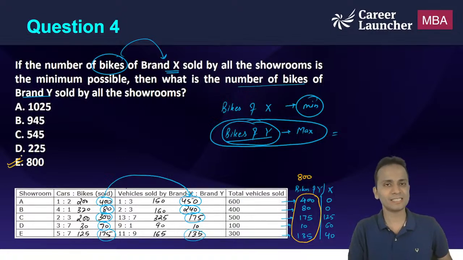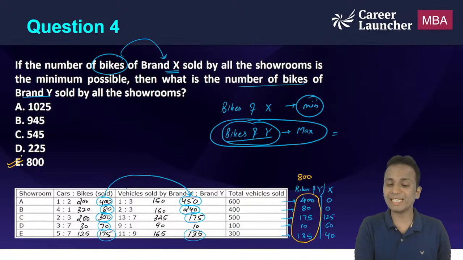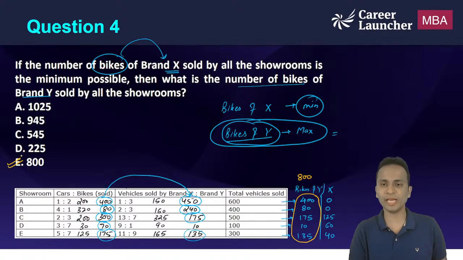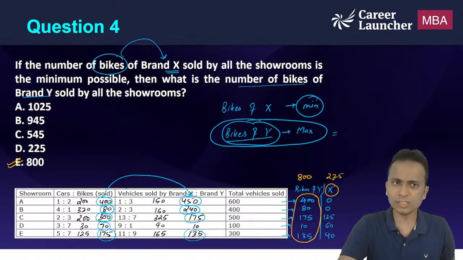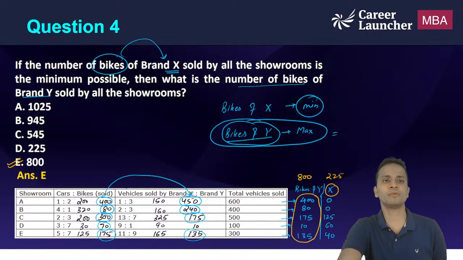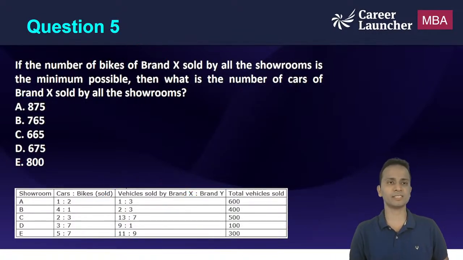All right, simple. So this was a pretty logical question. If they had asked you the number of bikes of brand X, we would add these and 225 would be the answer. Done. Let's look at the next question, question number 5 of this set, the last question, and then we'll move on to the second set.